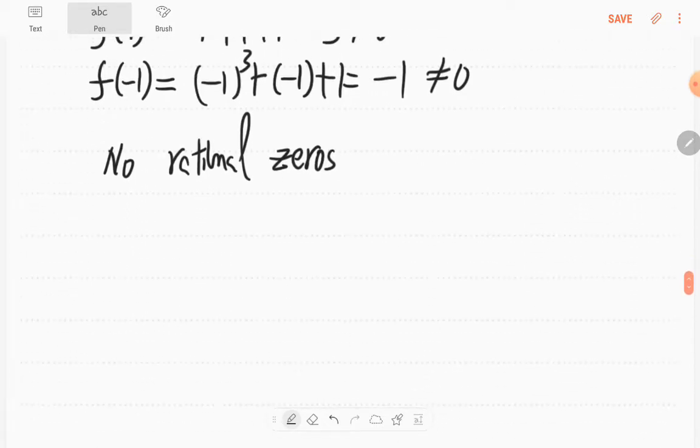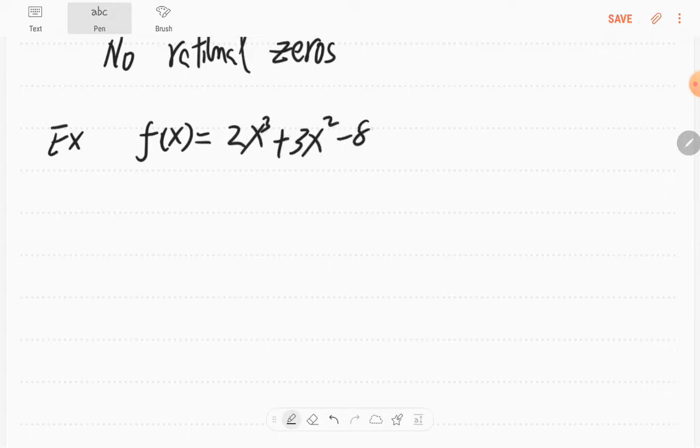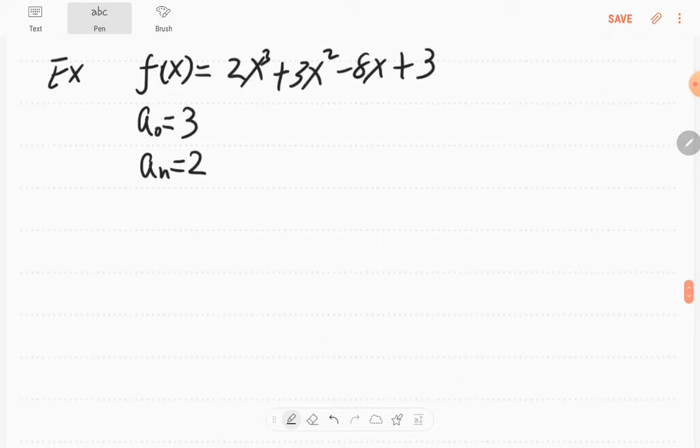Let's look at another example. We still want to find the rational zeros for this function f of x equals 2x cubed plus 3x squared minus 8x plus 3. Okay. So our A0 equals 3. AN equals what? Equals 2, right?